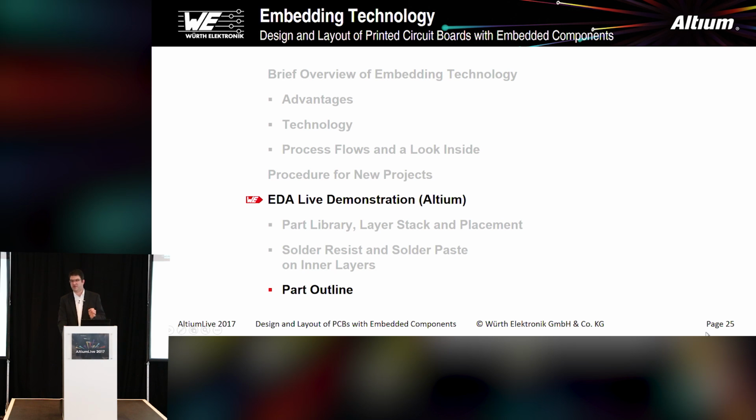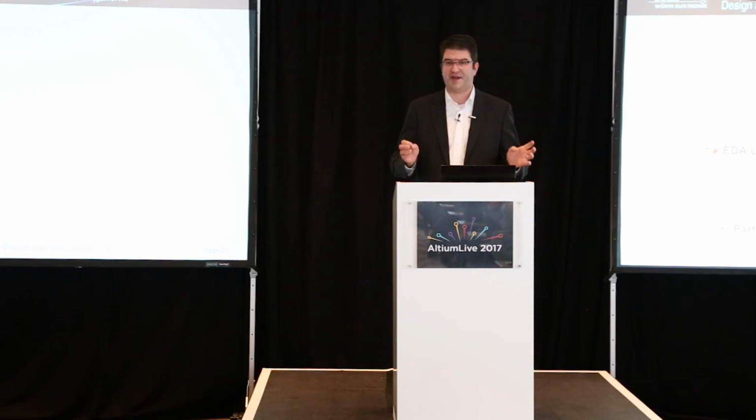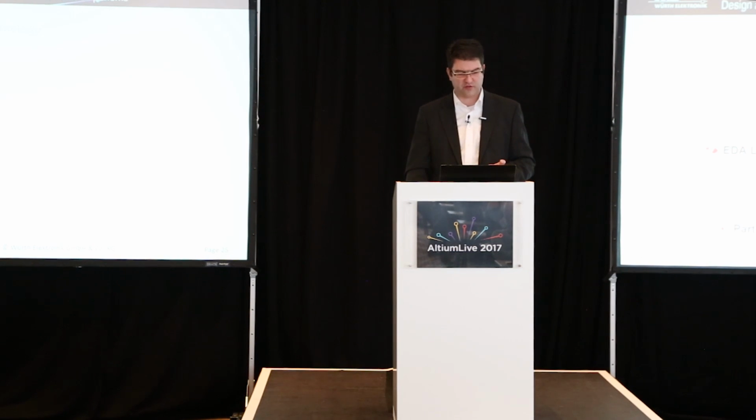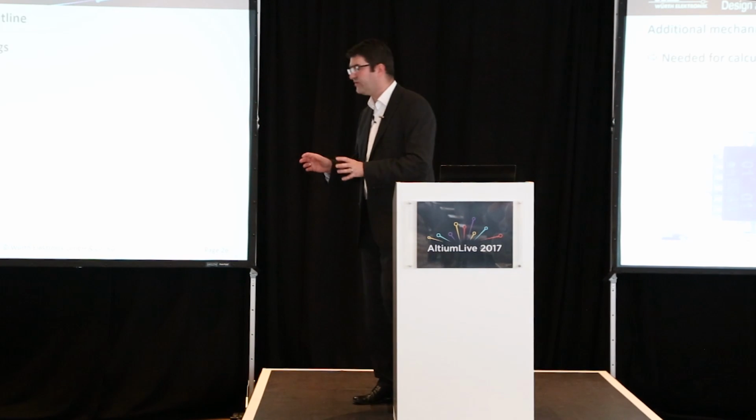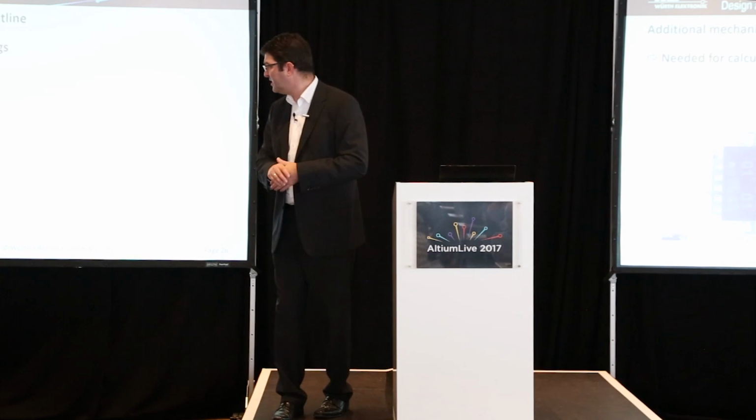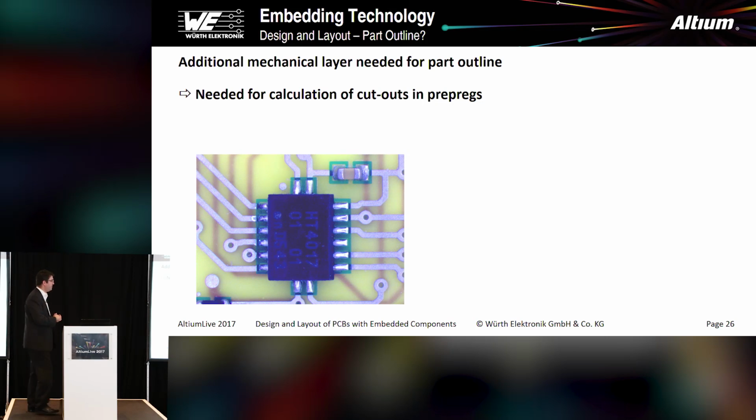As I said, we need to have precise information about the part outline. The part outline is critical because we really need to know where to make the cavities. And I just took a picture after assembly of such an inner layer. You see this SOIC here. Here we have the epoxy body.